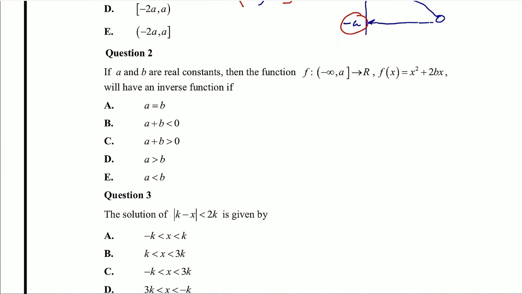If a and b are real constants, then the function, it's a quadratic, you can see, f(x), will have an inverse function if. So how do you understand that? You can do the completing the square method here, (x plus b) squared, then you get minus b squared here, that is f(x). So accordingly, you can plot this, right?